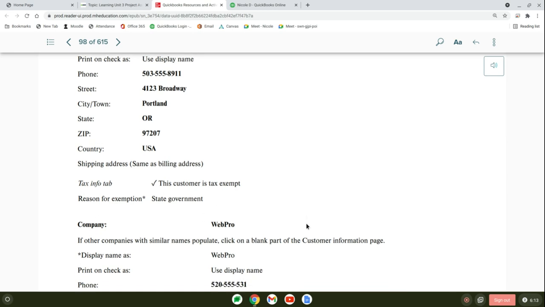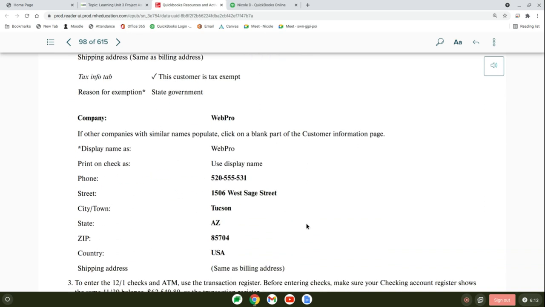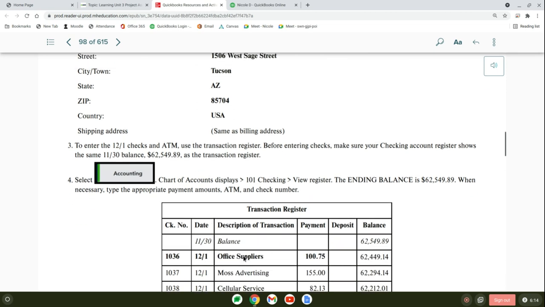All right, and then I guess we have two. So the next one is Web Pro. So you're going to go back to new customer, wait for that customer information window to pop up, and you're going to type in Web Pro. The address is 1506 West Sage Street, Tucson, Arizona, 85704, USA. Now, since we see it's Tucson, Arizona, they will not be tax exempt. We will be charging them tax according to location, but luckily for us, our Arizona tax is still the 6.2? I forget what we have for Arizona, but whatever was Arizona, that's correct.